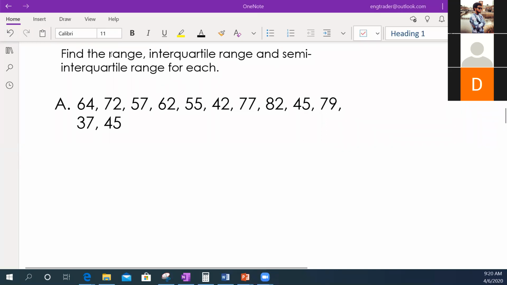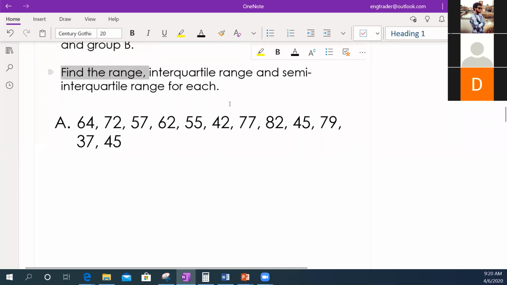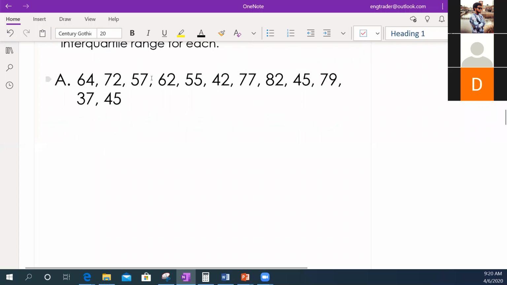But when we're calculating the range, what we need to do is look for the highest number out of all these values. Some students got 64, 72, 57, 62, 55, 42, and so on. We need to know which one here is the highest value and which one is the lowest value, and then we subtract them. I'll give you a chance to see if you could do it on your own. This is something we did sometime last year, if you remember. And the interquartile range, we kind of touched on that Thursday. So let's see how much you remember and if you're able to calculate these now on your own, and then we go through them.